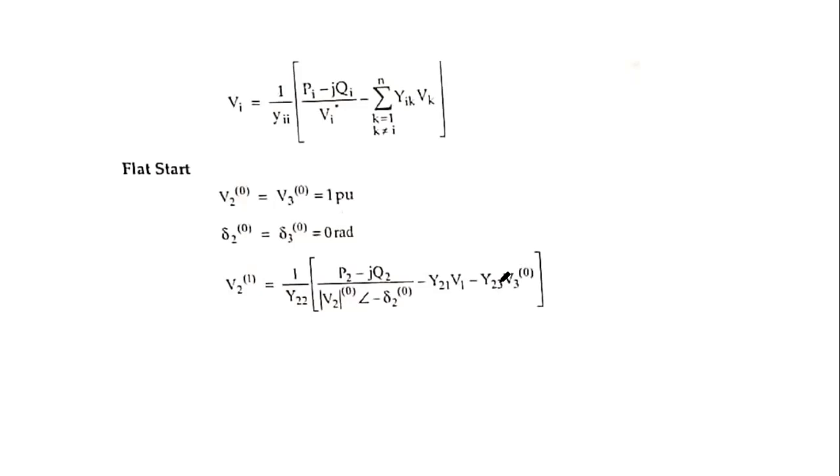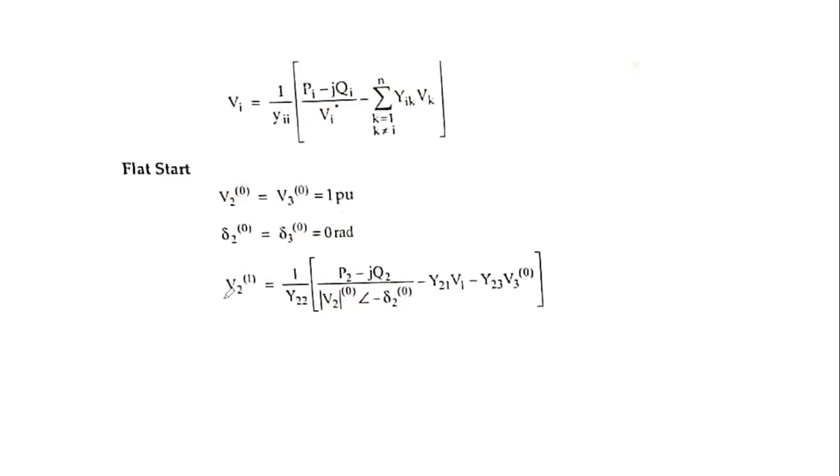Here k equal to 1 to n, i is equal to 2, so k equal to 1 and k equal to 3. Why? Because k is not equal to i, and i is equal to 2. That's why we are writing only the 1 and 3 terms. In the sigma term, k is not equal to i, that's why we are taking 1 and 3 only. Understand? This is the standard formula that must be remembered.